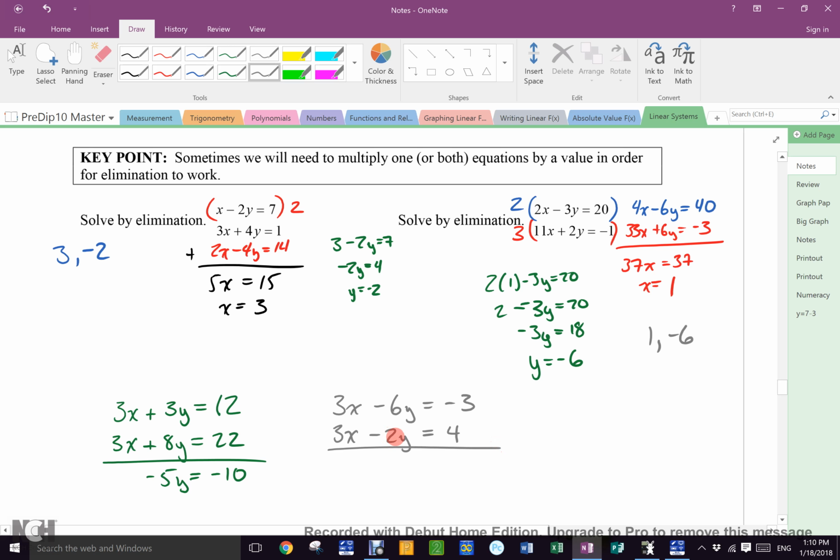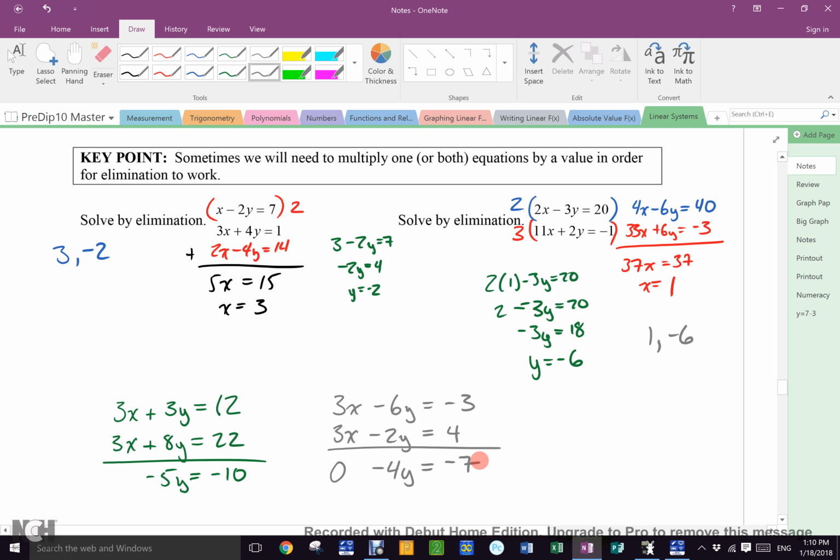Now, back to this. What would you do here? You would subtract again. So you would get what? 0. What would you get here? Negative 4y equals what? Negative 7. And then you would continue to solve.